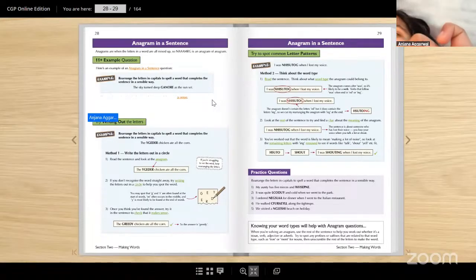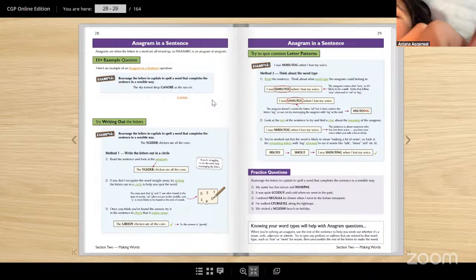Okay. The sky turned deep something at the sunset. Rearrange the letters in capitals to spell a word that completes the sentence in a sensible way. The sky turned deep ANGOER as the sun set. Well, I've already seen the answer, so it doesn't really count if I do it myself. So the answer was orange.